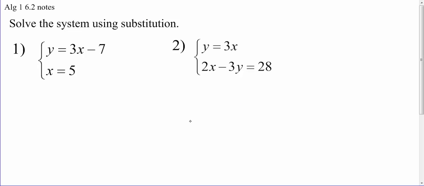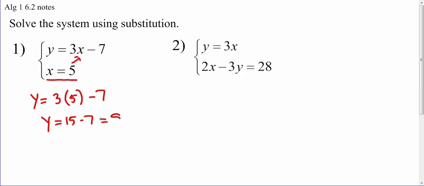You can see number 1 here. It says y equals 3x minus 7 and x equals 5. Now this is a lot like that first example where one of the variables is already solved for us. So we're going to go ahead and just plug that directly in. I'm going to rewrite the first equation. Instead of 3x minus 7, it's going to be 3 times 5 minus 7, which would give us, of course, 15 minus 7, or 8. And again, we quickly have an answer to our system.